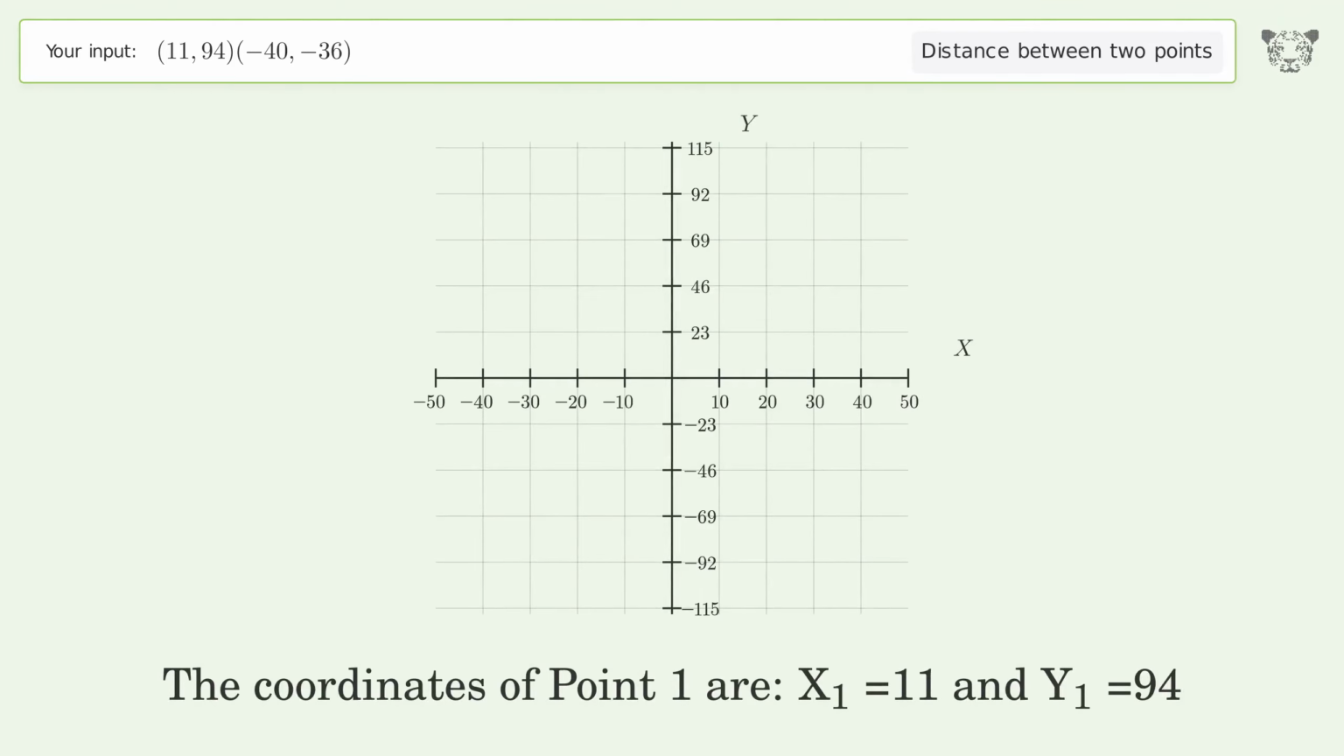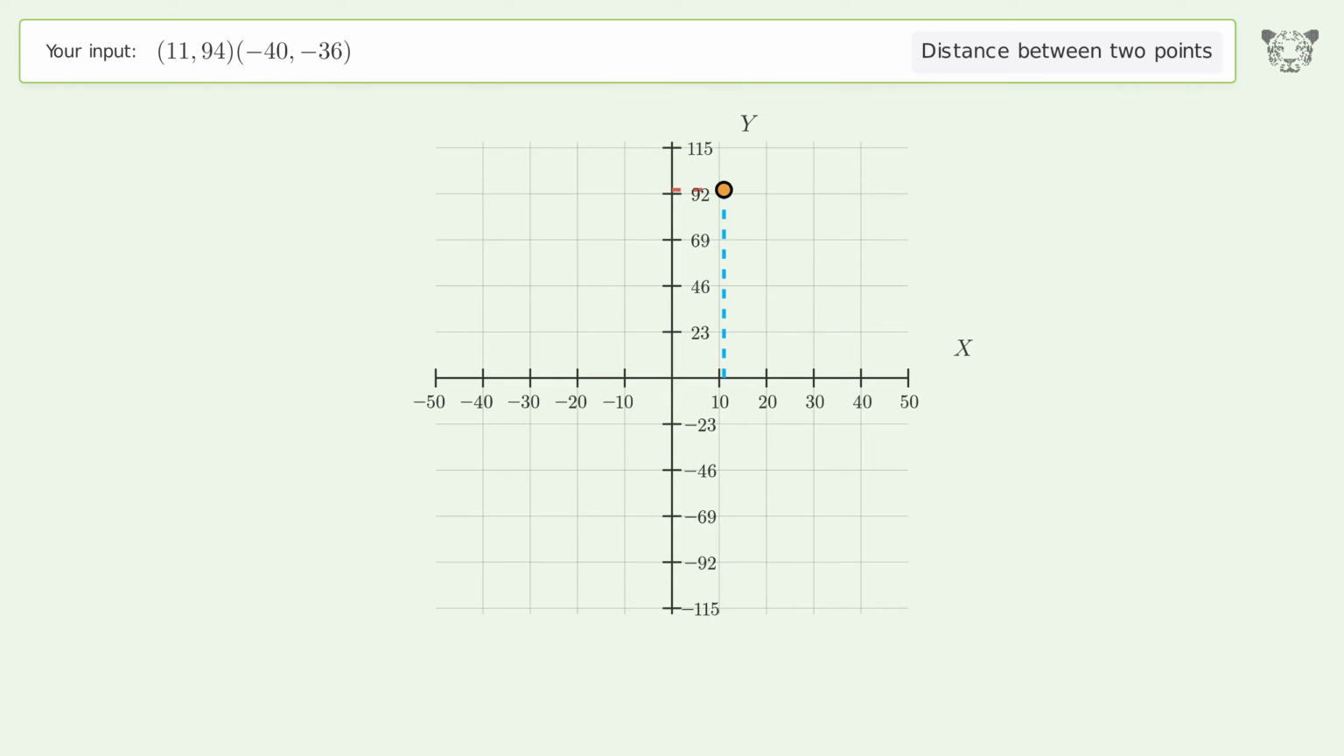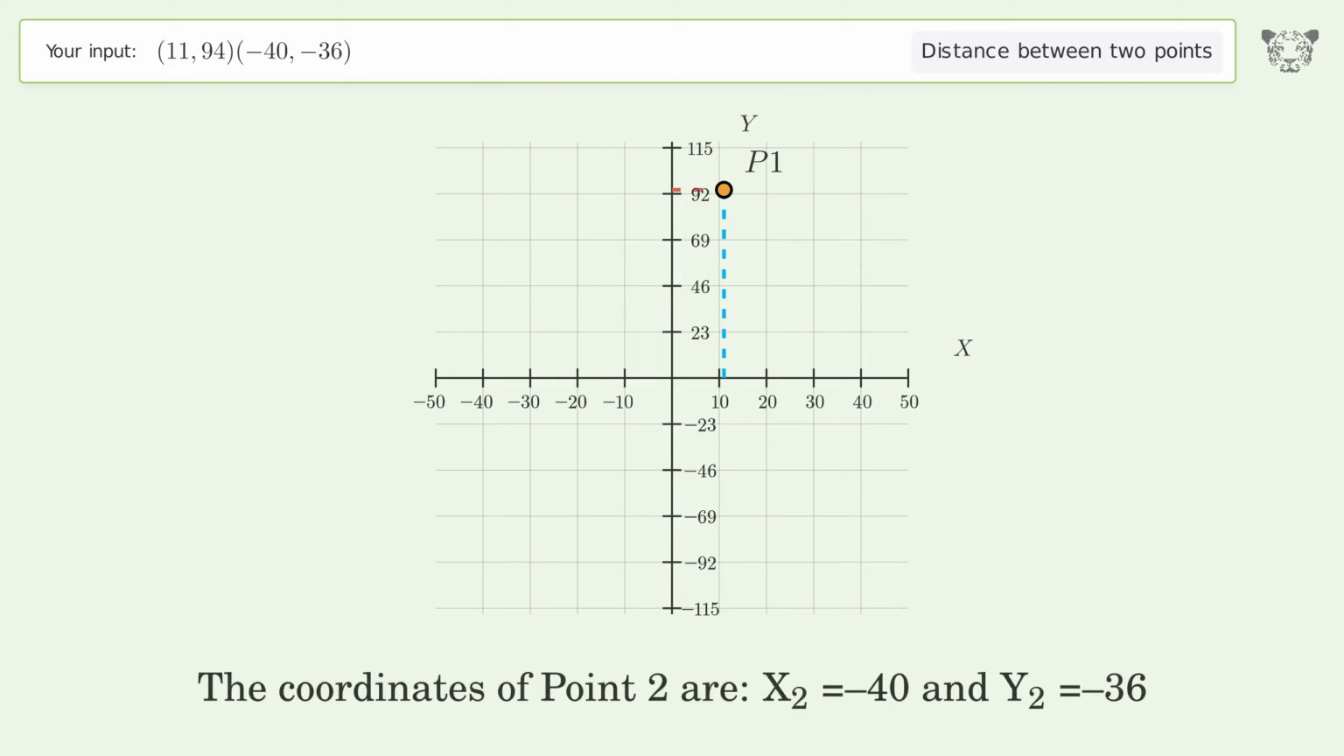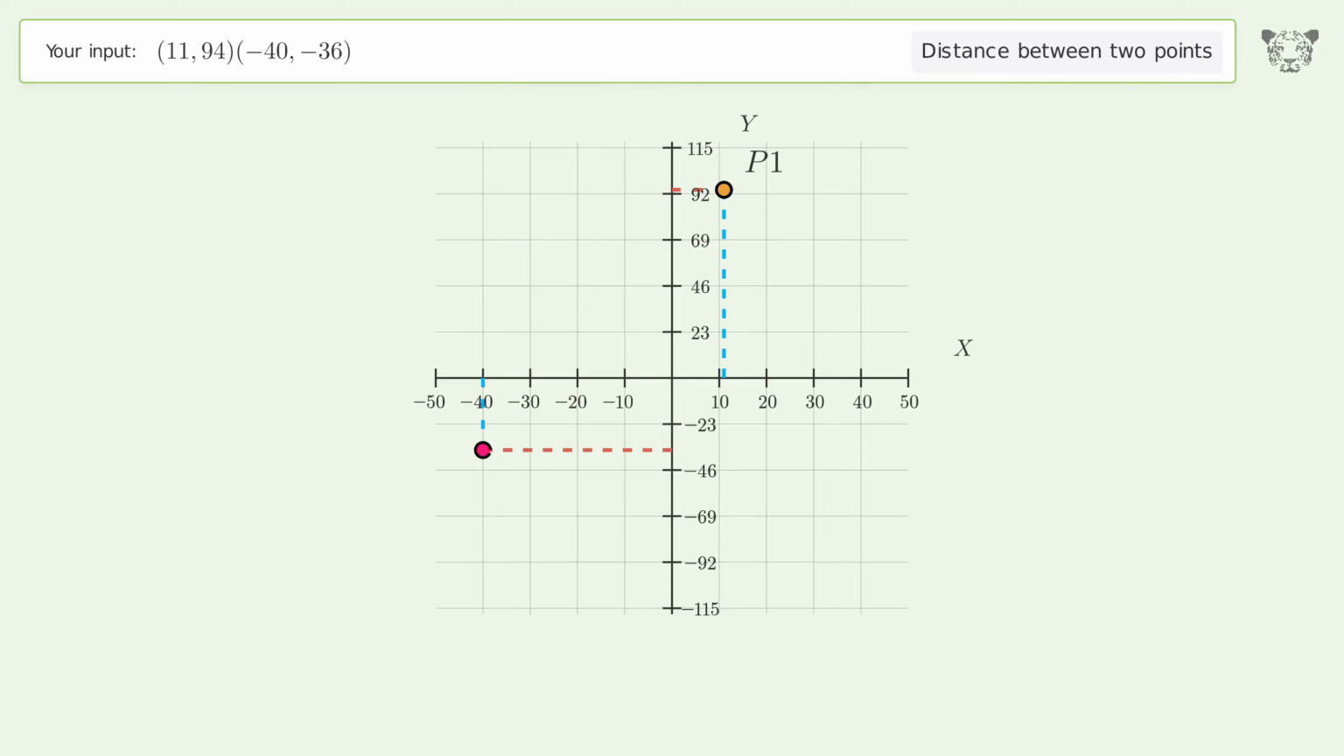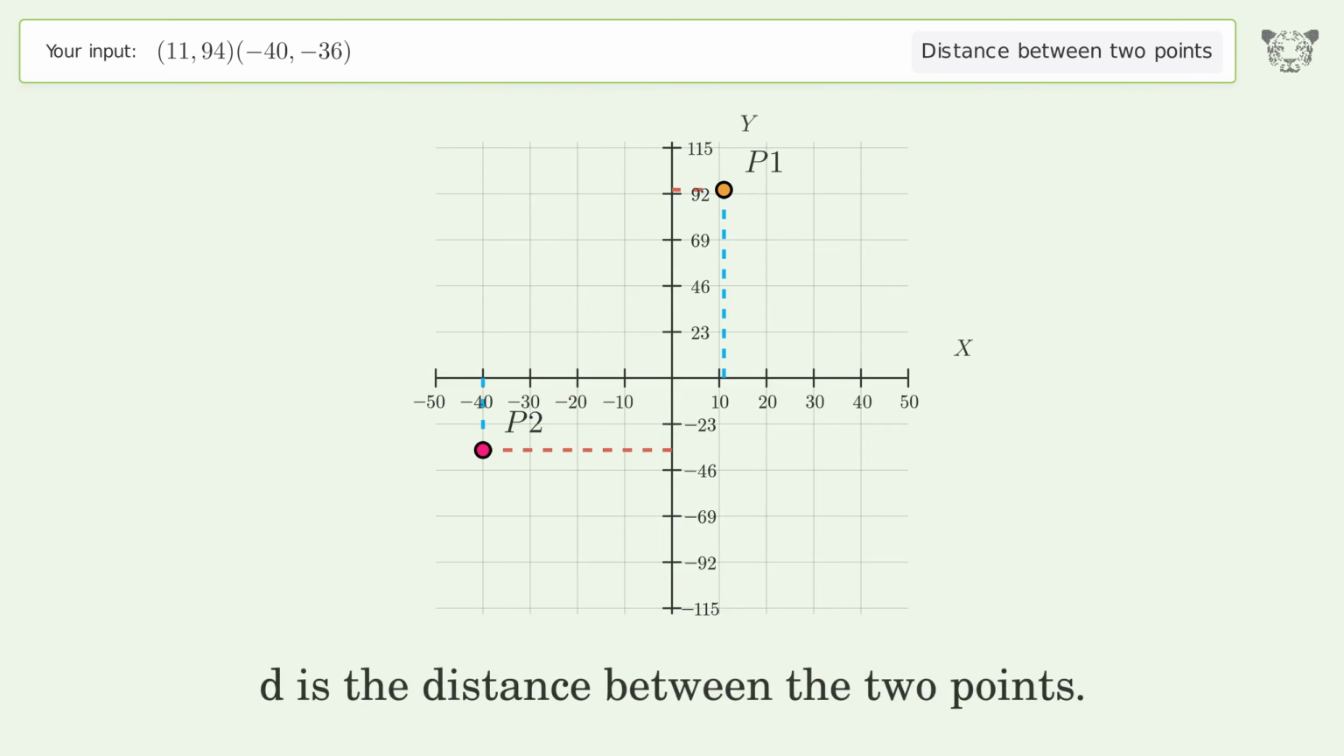The coordinates of point 1 are, x1 equals 11 and y1 equals 94. The coordinates of point 2 are, x2 equals negative 40 and y2 equals negative 36. D is the distance between the 2 points.